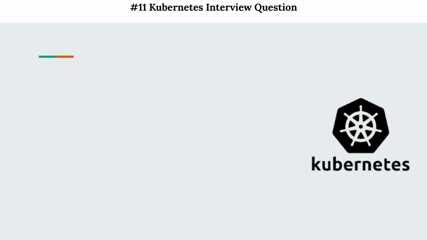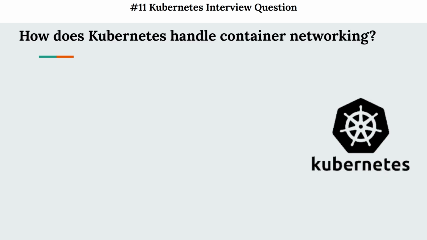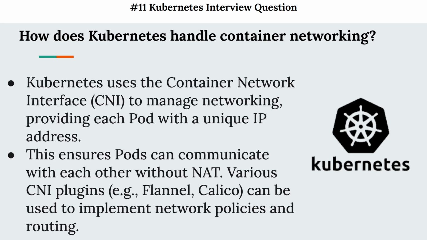Let's move to the 11th question. How does Kubernetes handle container networking? Let's see the answer. Kubernetes uses the Container Network Interface (CNI) to manage networking, providing each pod with a unique IP address. This ensures pods can communicate with each other without NAT. Various CNI plugins, e.g., Flannel, Calico, can be used to implement network policies and routing.